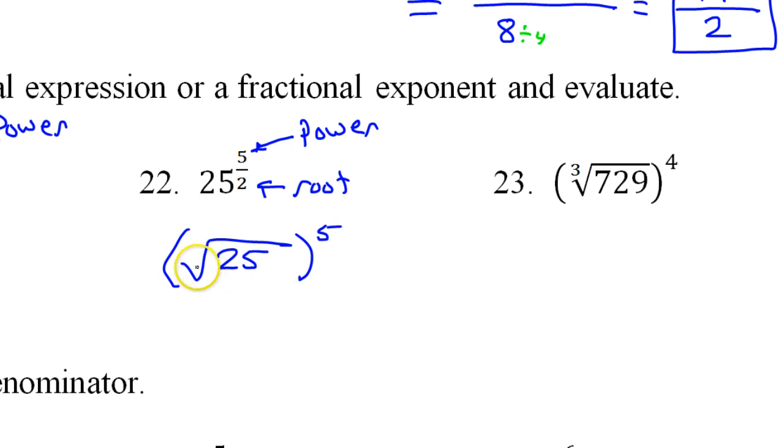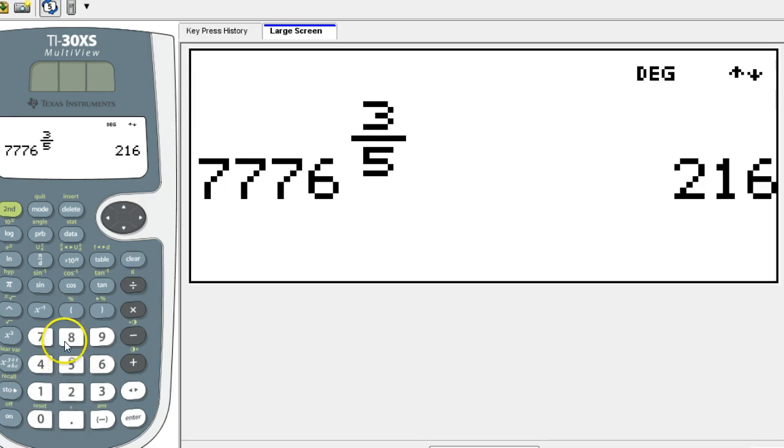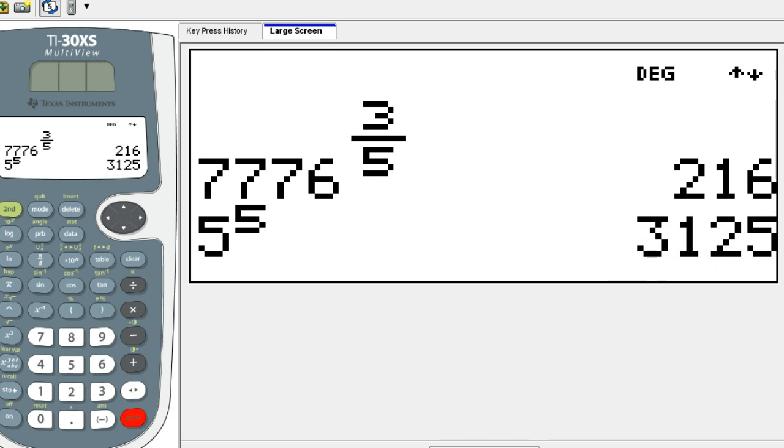Now, the square root of 25 is something that you know in your head. Alright, square root of 25 is 5. So we have 5 to the 5th power. And 5 to the 5th power is 3,125.